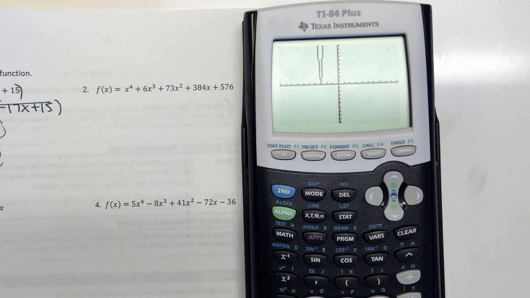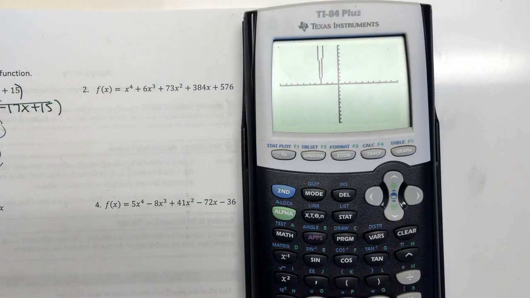Alright, listen up 1 second. If your graph ever does not look like this, the reason why is probably because you plugged in the function wrong. So go back to your y equals, make sure you plugged everything in right, and you should have this, okay? Alright, moving on. Where does it look like it's crossing?